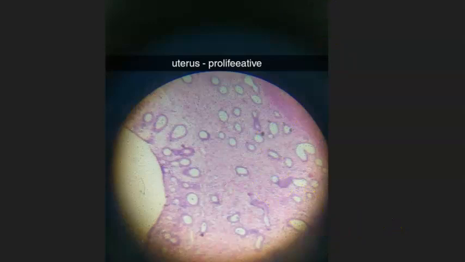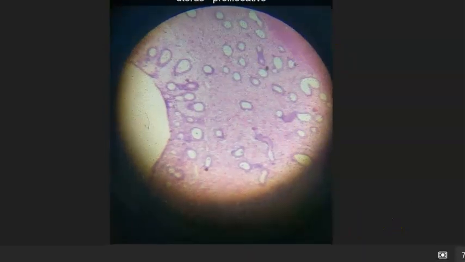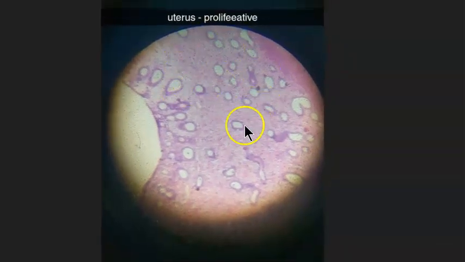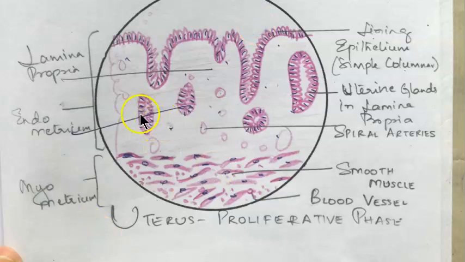This is uterus, proliferative uterus. How will you recognize this one? Glands. So you have the uterine glands. Okay. Spiral arteries.